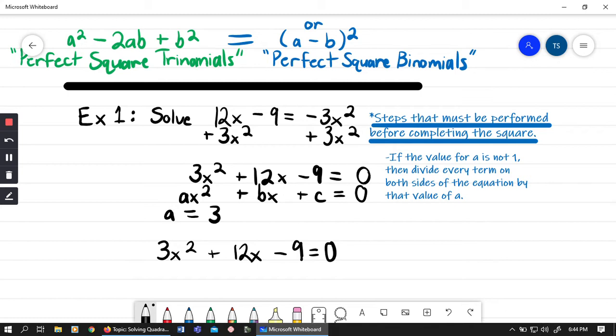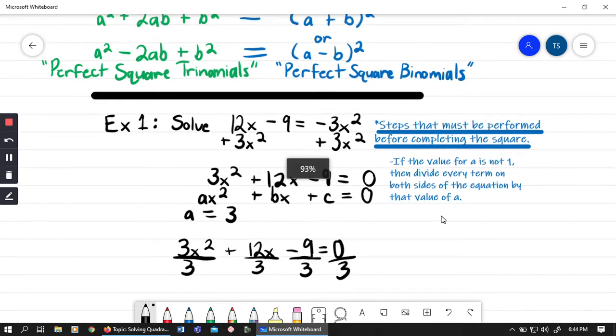every term by that. So we divide that by 3, we divide this by 3, we divide this by 3, and we divide this by 3. Every term: this term split by a plus or minus sign, this term split by a plus or minus sign, and this term split by a plus or minus sign, on both sides of the equation. Yes, 0 is the only term on the right side of the equation. However, it's still a term. So you divide every term on both sides of the equation by that value of a that you identified.